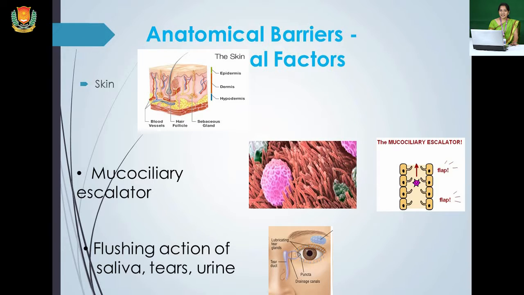Then our saliva, tears, and urine also have certain antimicrobial components which help to remove the invading pathogens. So this is the external innate immunity which is present, which helps an individual to get protected against pathogens.